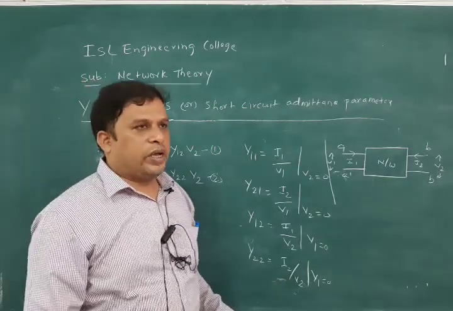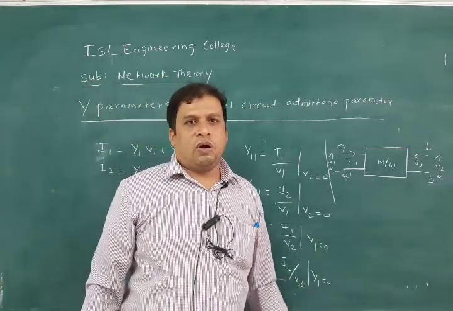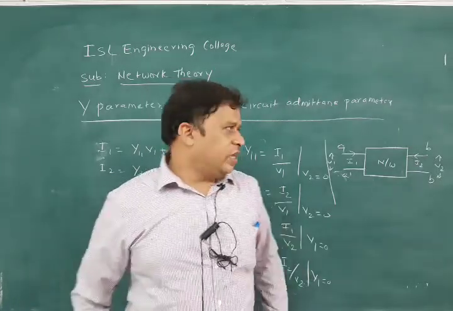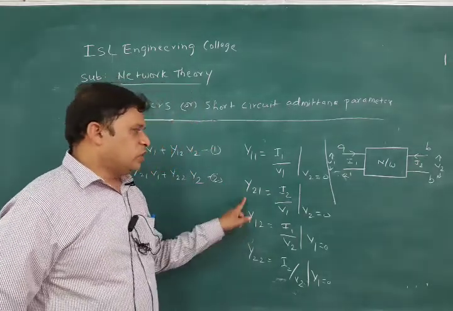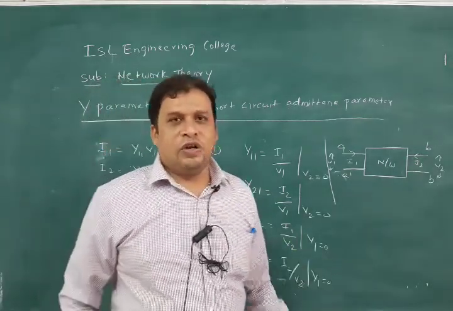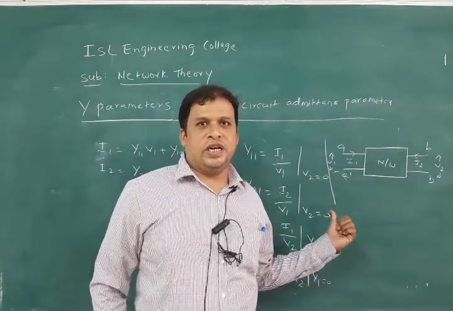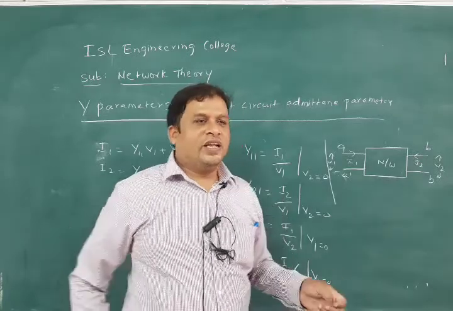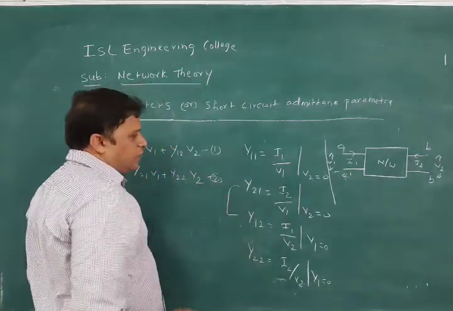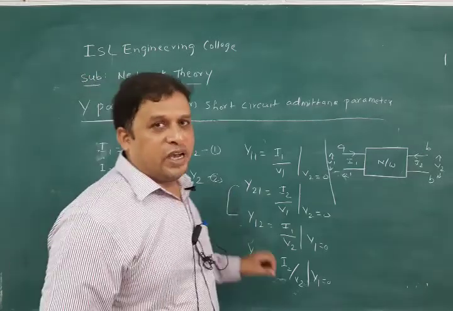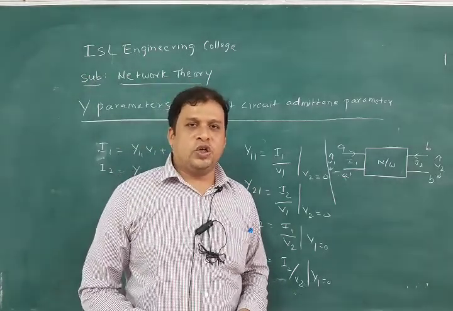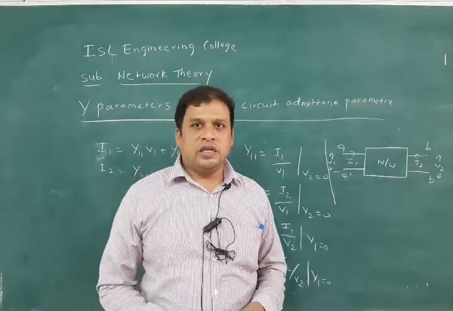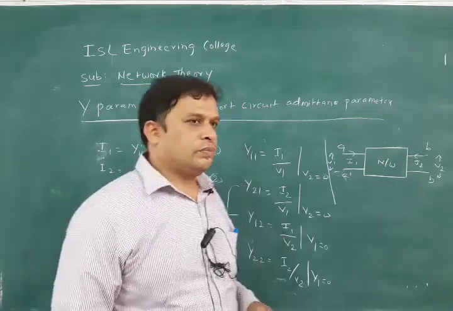Now we will draw the circuit diagram for this. We have already discussed the reciprocity theorem: if it is a bilateral network, then Y12 is equal to Y21. When these two parameters Y21 and Y12 are equal, it is said to be a bilateral network. As we saw in the Z parameters problem, when Z21 and Z12 are equal, we call that network a reciprocal network, or also a bilateral network.